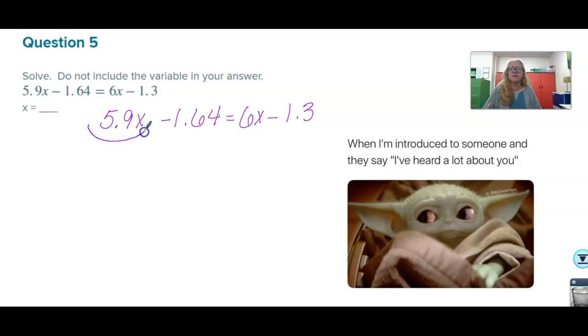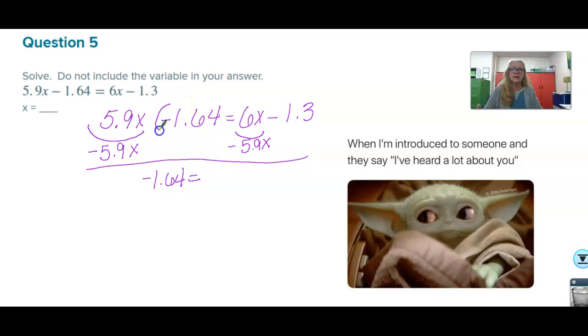Here our variable terms are 5.9x and 6x. Which one's bigger? Well, 6x is bigger than 5.9x. So we're going to get rid of the 5.9x, and we do that by subtracting 5.9x from both sides. So on the left, all we have left is -1.64. Yes, the sign in front of the number goes with the number. It's a -1.64. And on the right, we have 6 minus 5.9, which is going to give us 0.1x minus 1.3. Okay, you could have done that in a calculator, just 6 minus 5.9.